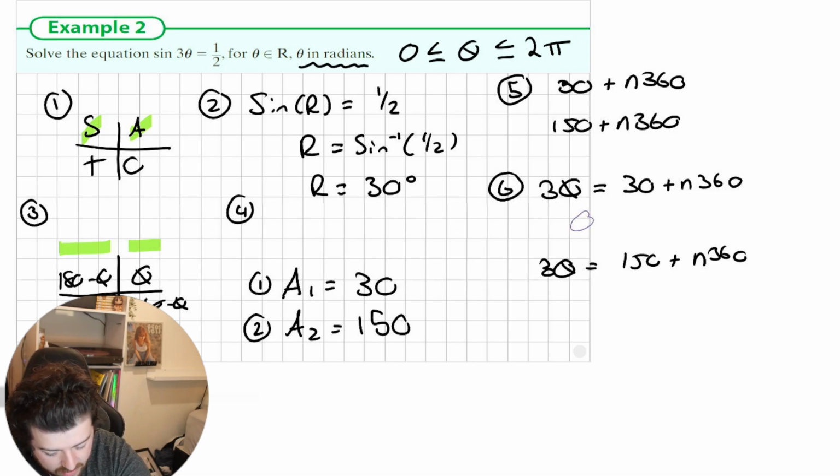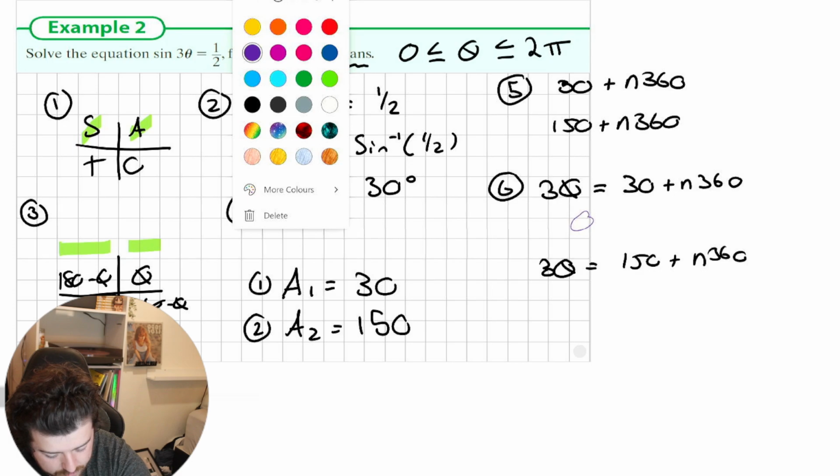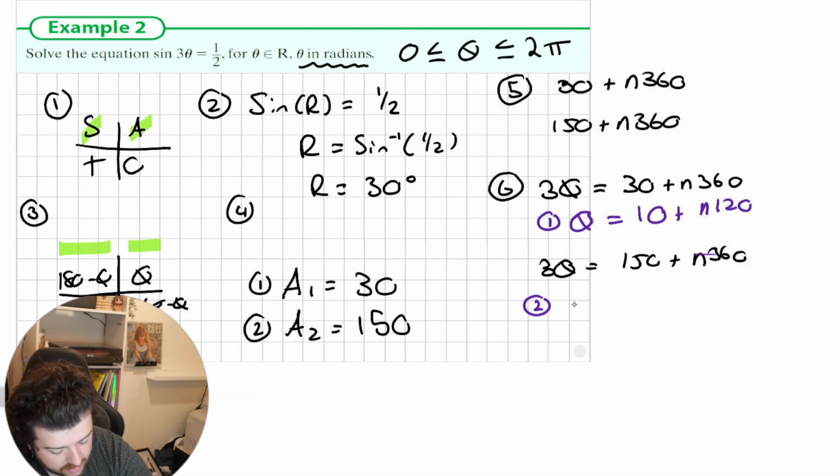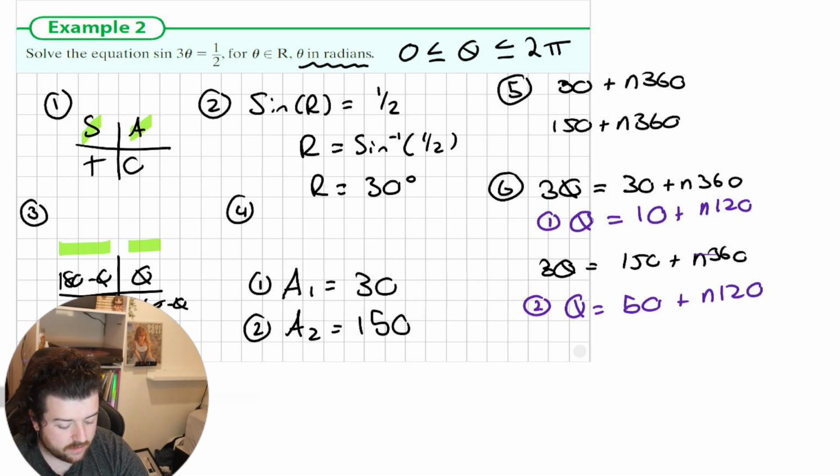So theta is going to be equal to 30 divided by 3, which is 10, plus n360 divided by 3, which is n120. That's my first equation. My second equation, I divide all by 3 as well. So theta is equal to 150 divided by 3, which is 50, and n360 divided by 3 is n120.